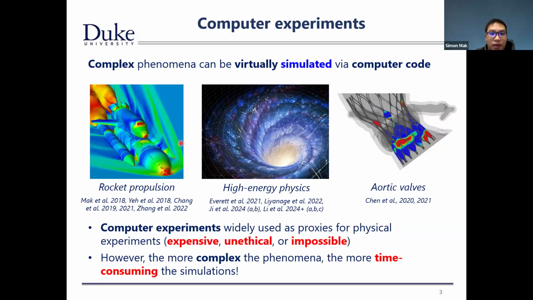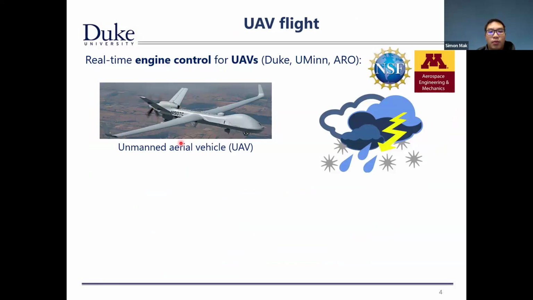Okay, so one project that we are working on is in the area of real-time engine control for unmanned aerial vehicles. It's particularly providing control strategies that are stable as it goes through dangerous flight conditions right here. Okay, this is a collaboration between Duke, Minnesota, and the Army Research Lab.